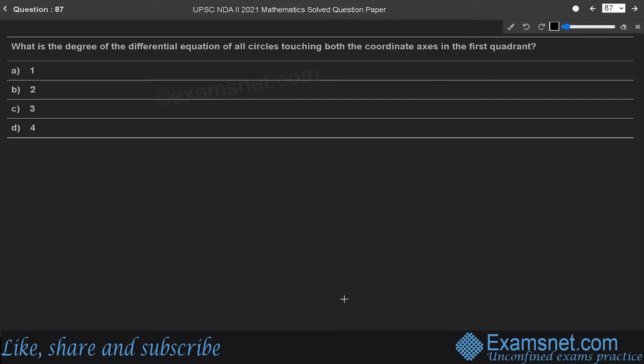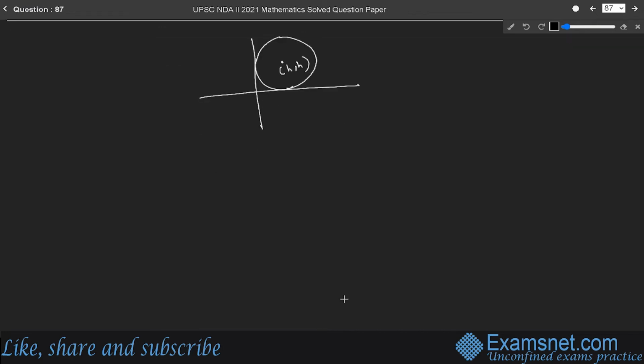Next question is, what is the degree of the differential equation of all circles touching both the coordinate axis in the first quadrant? The question says that the circle touches both the coordinate axis. So the required diagram will be in this form, and here the center is h comma h. Now we know that in this case the equation of the circle is given by x square plus y square minus 2hx minus 2hy plus h square is equal to 0.